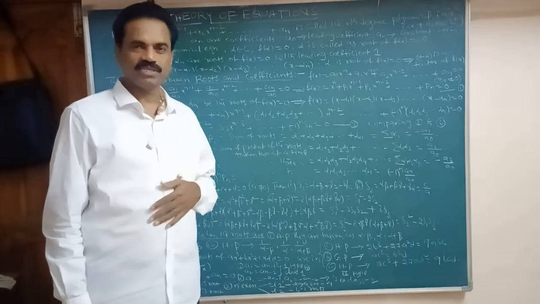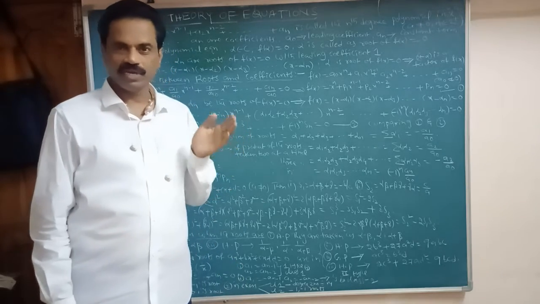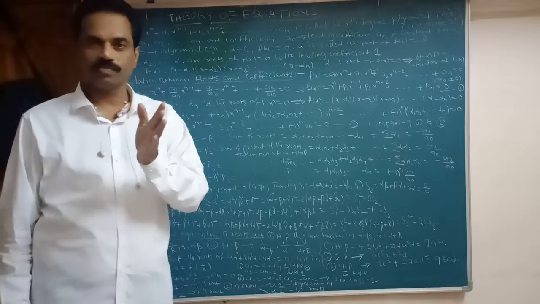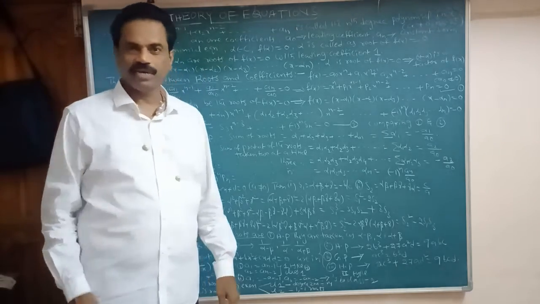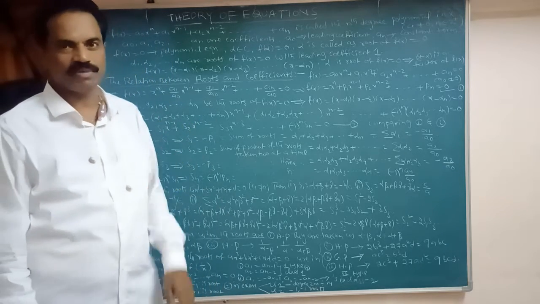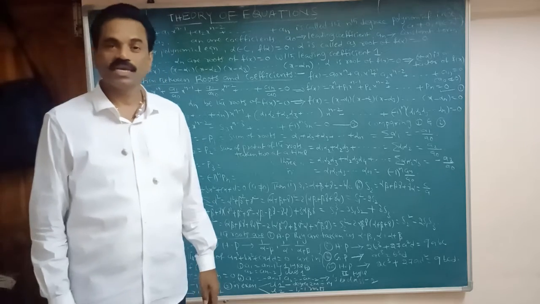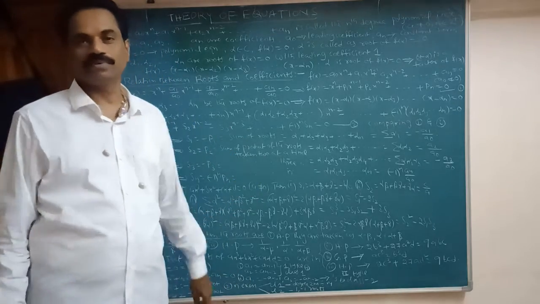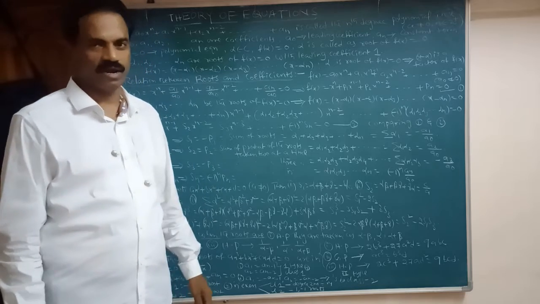Now for the polynomial, if f of x equal 0, that is a naught x power n plus a1 x power n minus 1 plus a2 x power n minus 2 and so on an equal 0. Make the leading term 1. So what we have to do? Take a naught common. Then you will get x power n plus a1 by a naught x power n minus 1 plus a2 by a naught x power n minus 2 and so on an by a naught.